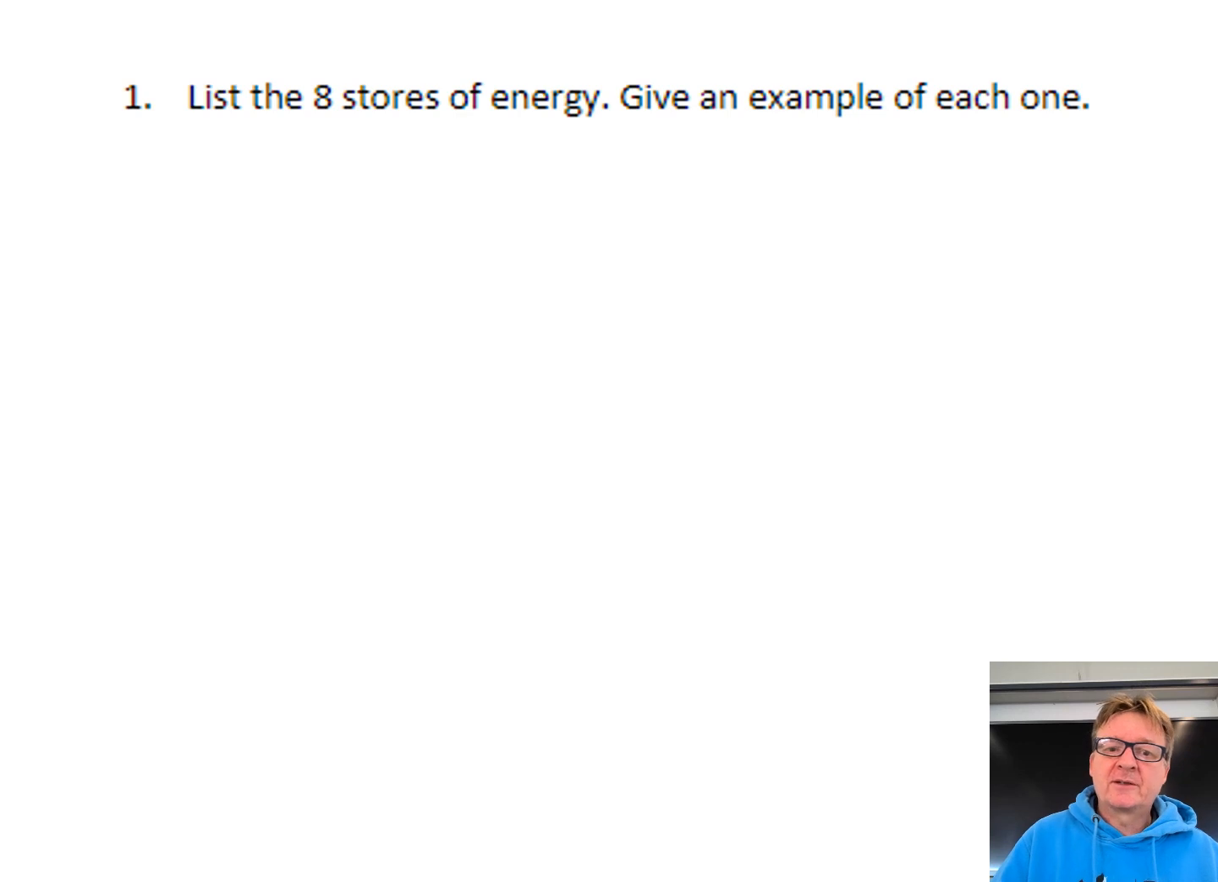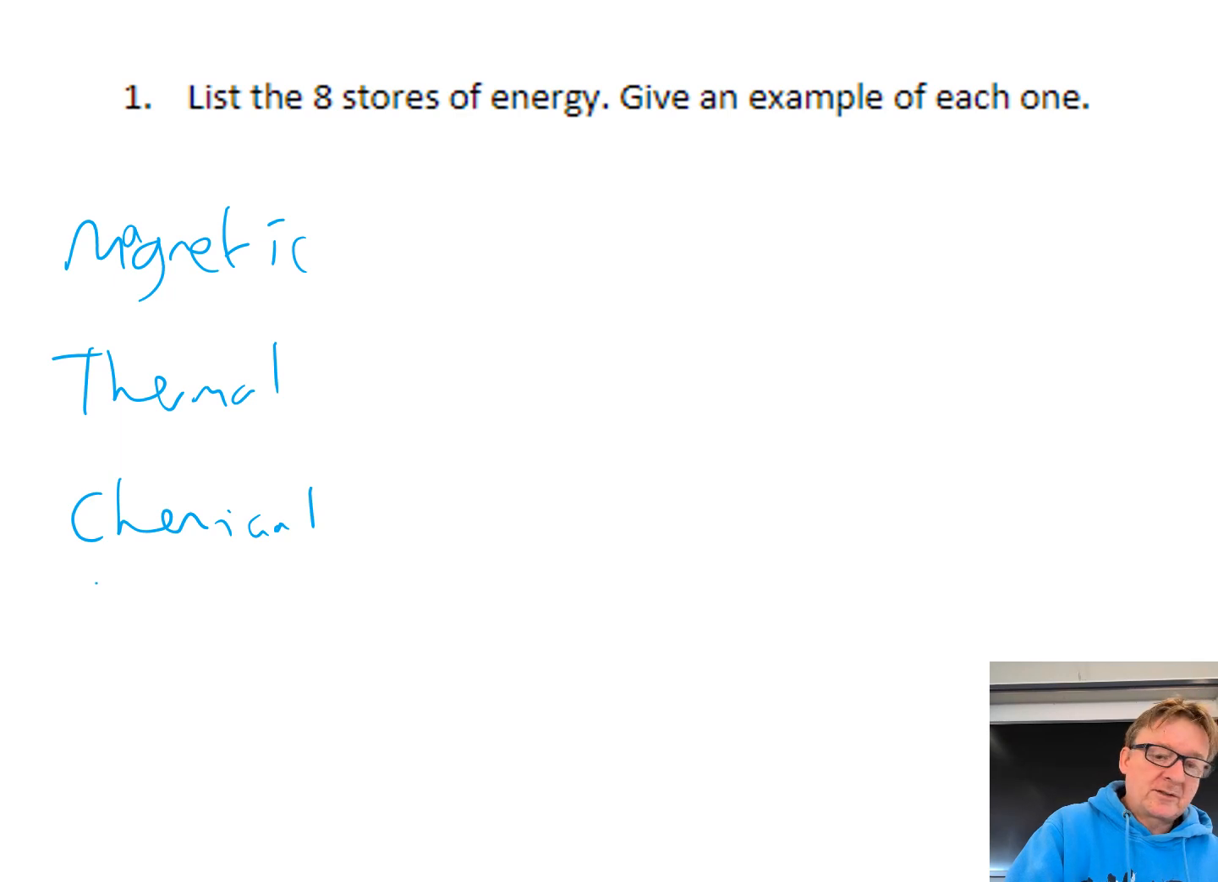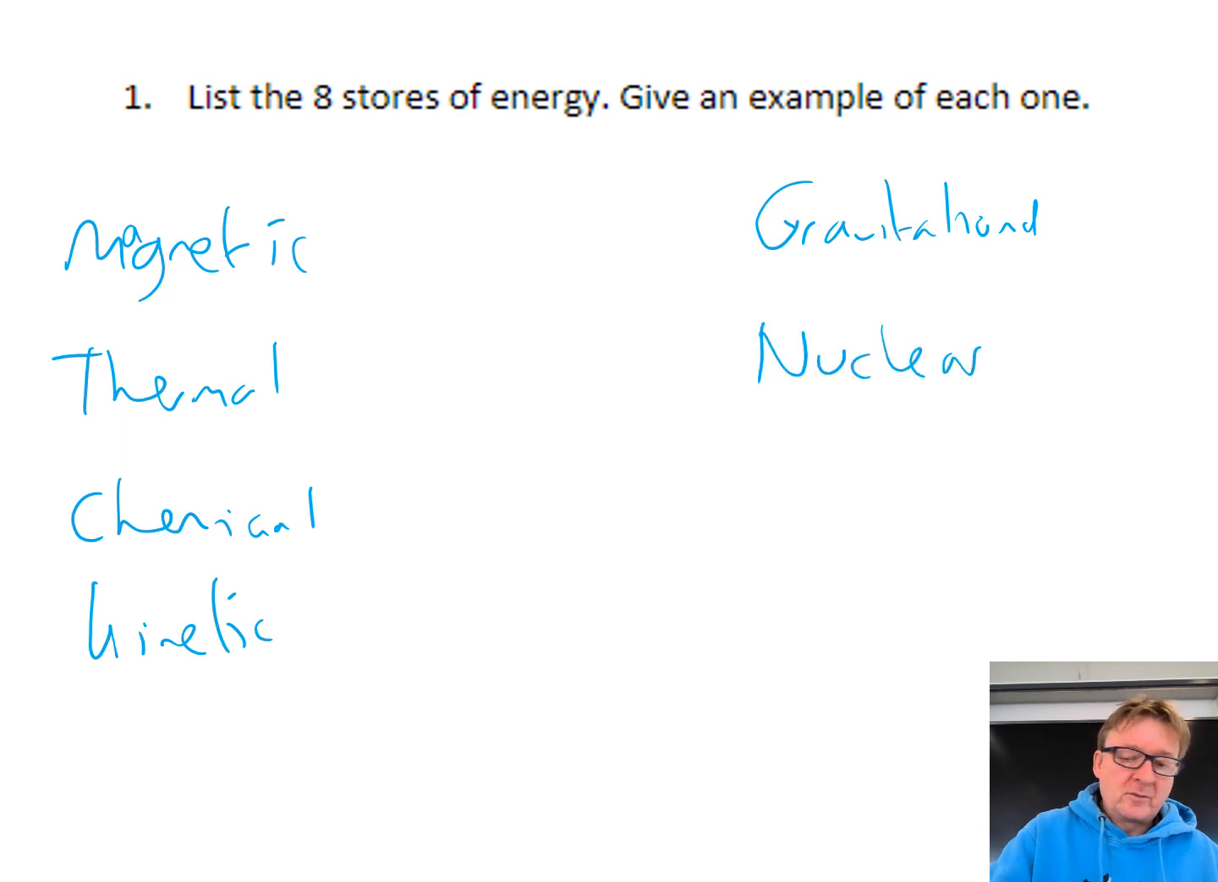So what I'm going to do now is list the 8 stores of energy first and then give an example of each one. So we've got magnetic, don't miss out the A, thermal, chemical, and kinetic. I'll just write down 4 on that side, and then we've got gravitational, nuclear, vibrational, and elastic.